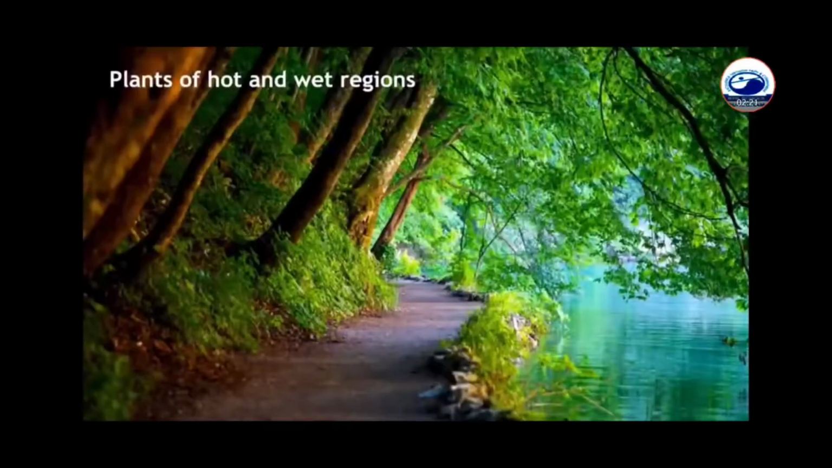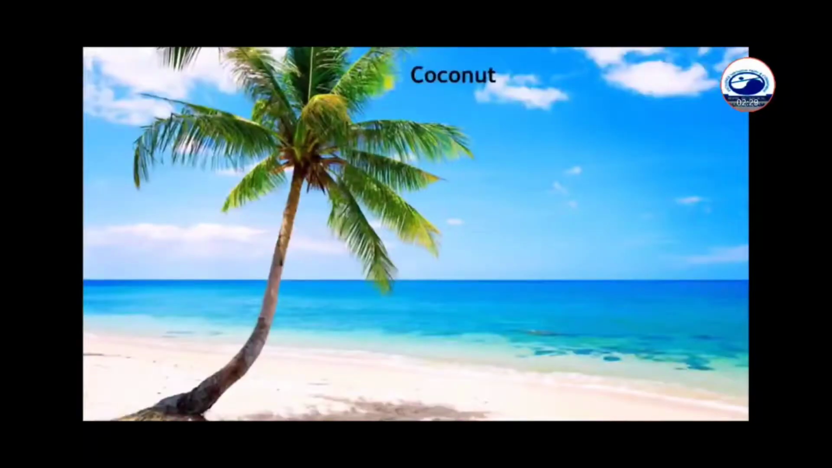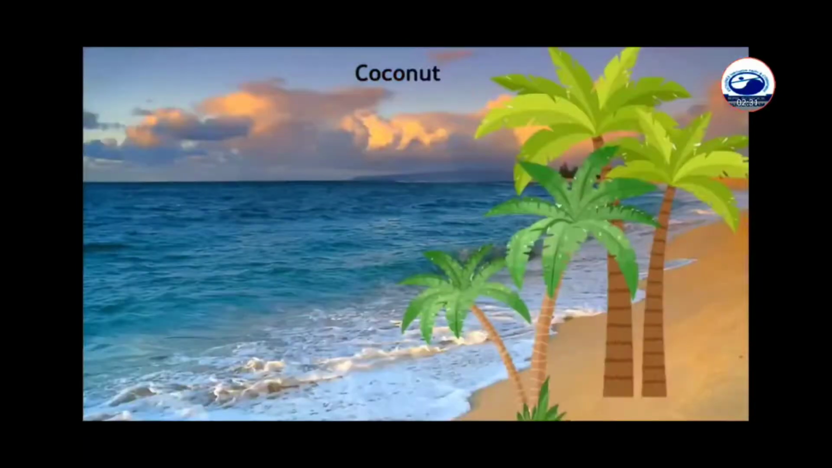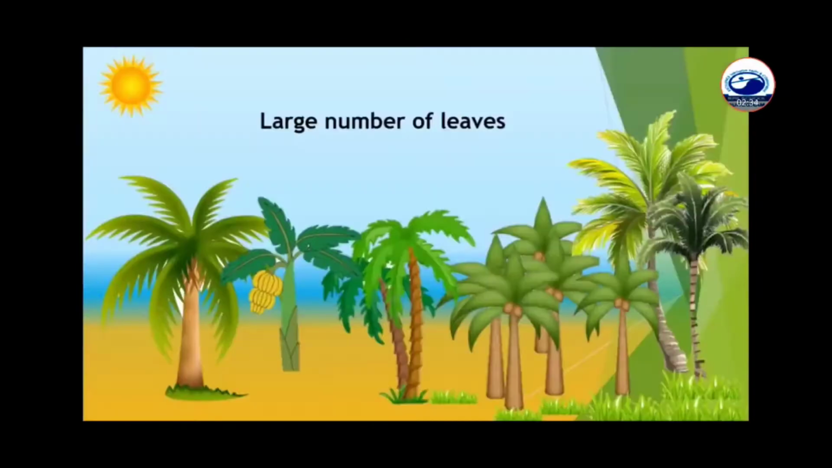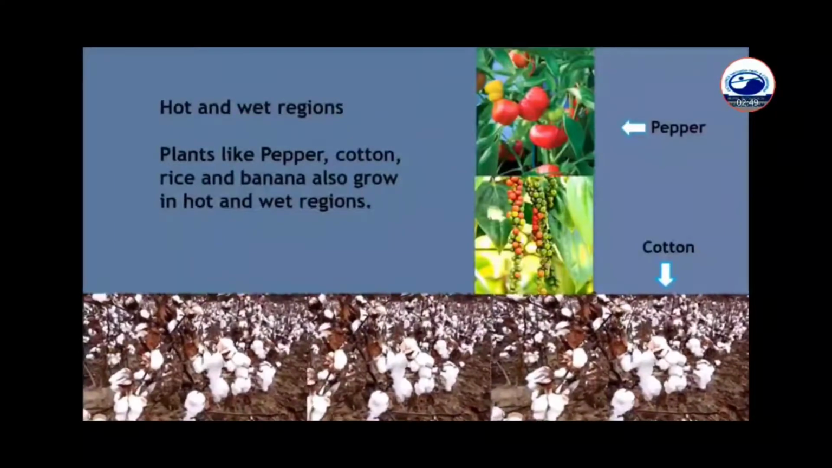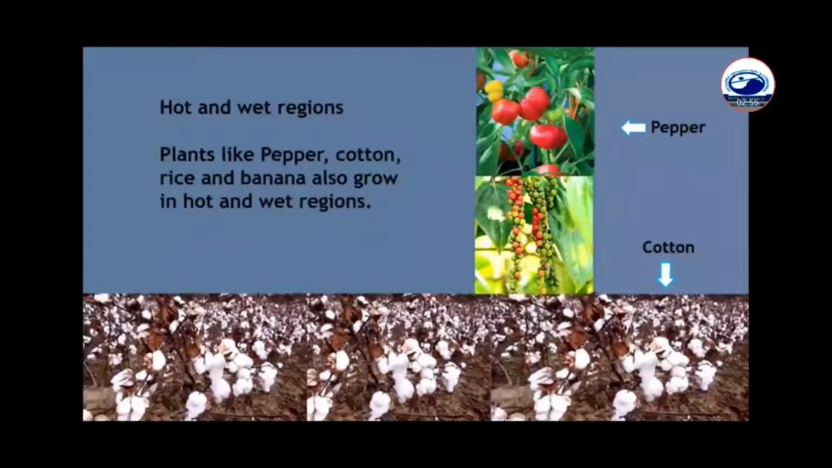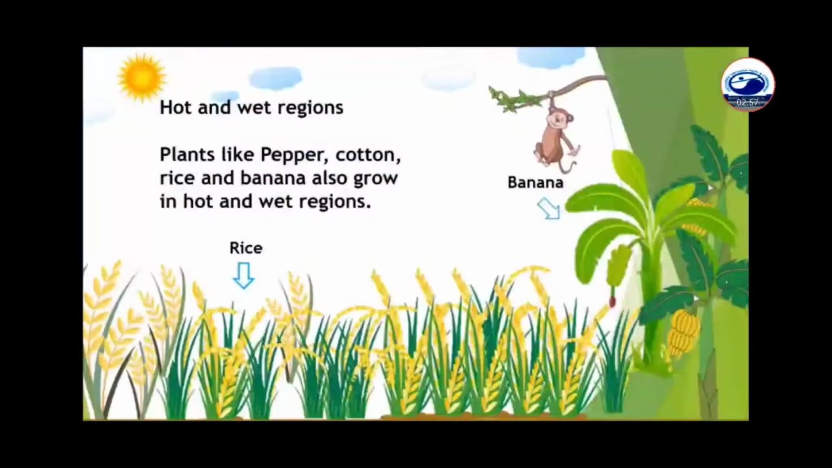Plants of hot and wet regions. Trees like teak, rubber and coconut are found in hot and wet regions. These generally have a large number of leaves. They shed their leaves gradually. Hence, they are called evergreen trees. Plants like pepper, cotton, rice, and banana also grow in hot and wet regions.